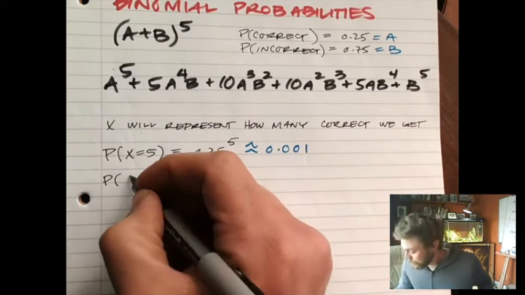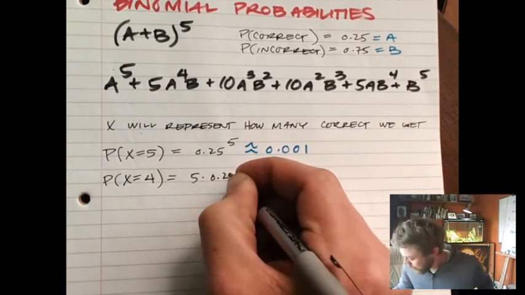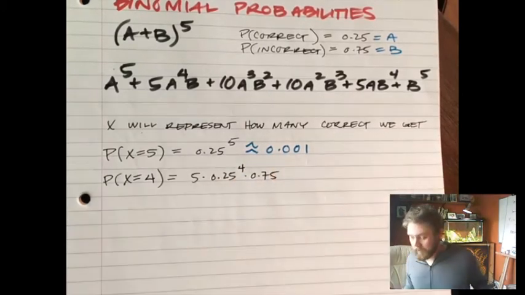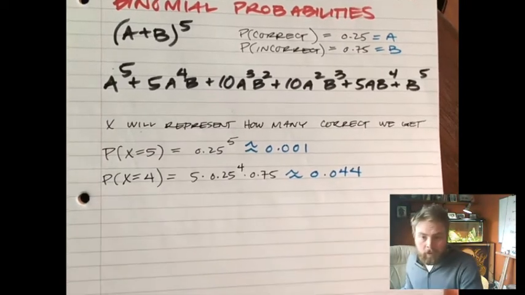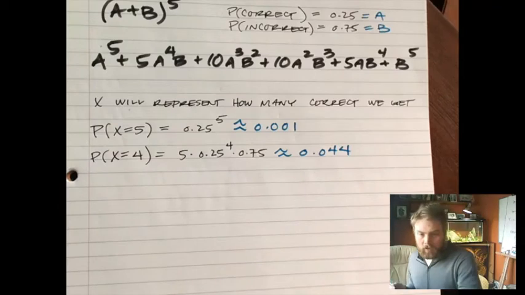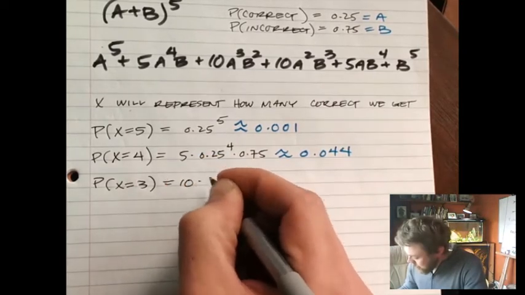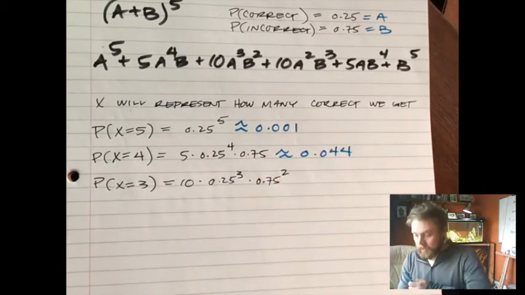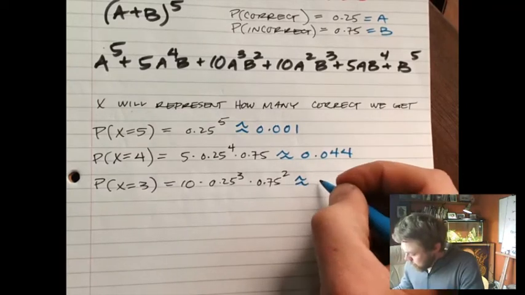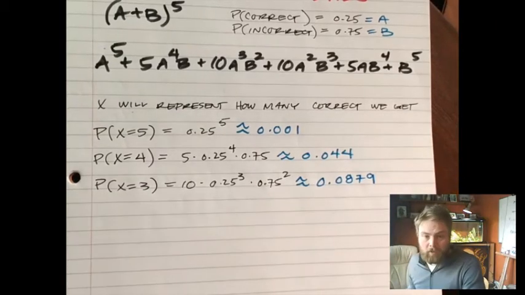I just wrote them all out. In this case, there would be 4 correct, which would be 5 ways times 0.25 to the 4th times 0.75. Alright, we'll go ahead and work that number out. It's about 0.044. Okay, so 4%. And then the probability X is 3 is the next one. This is about 9% for that. Okay, and so on.